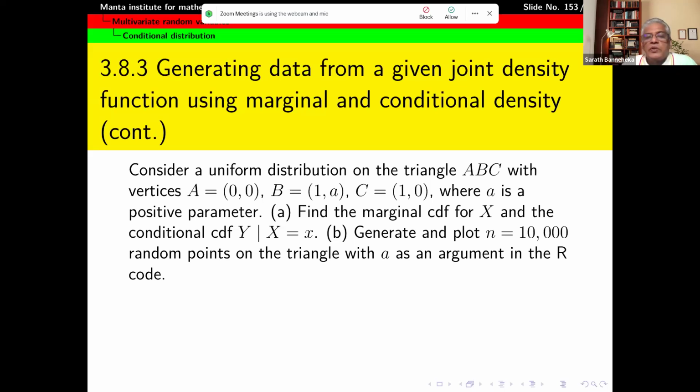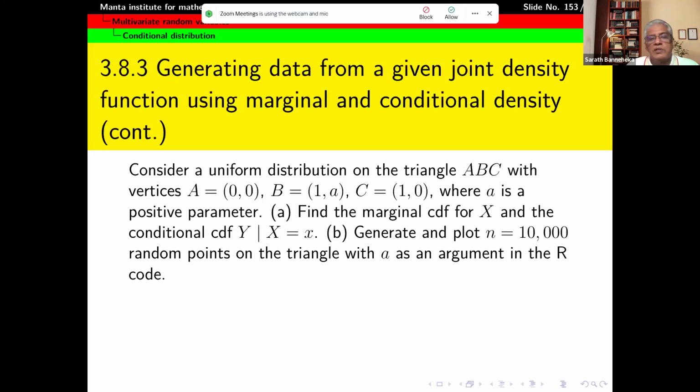The reason we are going to look at the CDF is that, if you remember, when we discussed the inverse CDF method, or probability integral transform method, to generate data from a given distribution, what we needed was the CDF and the inverse CDF. So that's why we are going to look at the CDF first. Therefore, we will first get the CDF of X and the conditional CDF of Y.